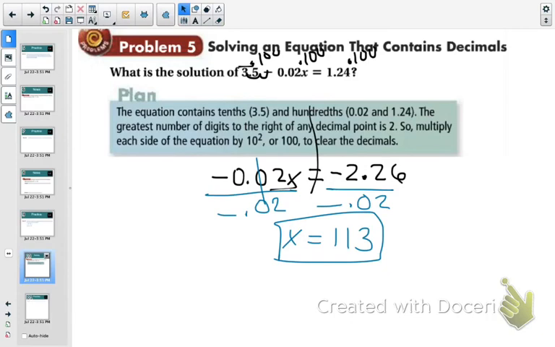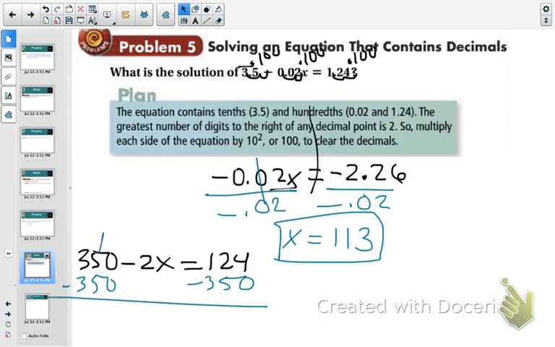So 1, 2, that becomes 350. Minus 2x. Move this one right, 1, 2, equals 124. Then we can solve that the same way. So it's essentially the same thing, minus 350. That gives us negative 2x equals negative 226. Divide by negative 2, and we get the same thing, which is that. So if you want to clear out the decimals, just multiply by the highest decimal place.